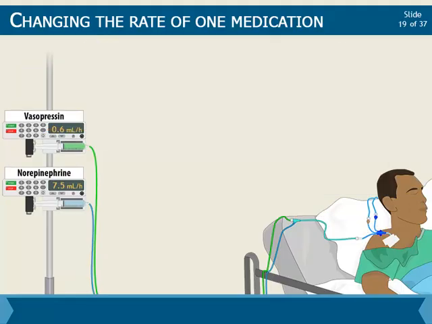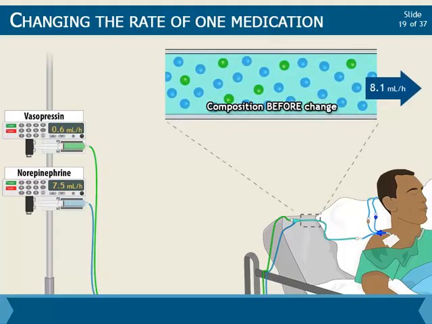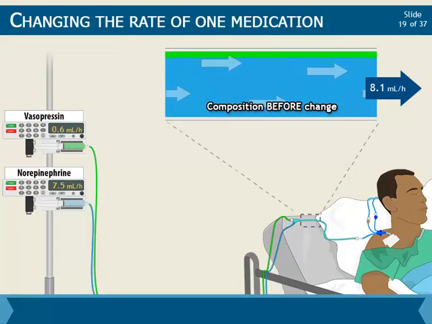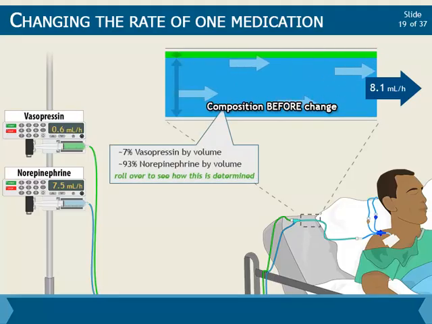Visualizing why this occurs can be difficult, so to make it a bit clearer, we will look at a segment of the dead volume and represent the composition as bands of color. The height of the bands represents the proportion of each individual medication in the mix. Before the rate was changed, the dead volume contained both the medications in a ratio corresponding to the pumps running at 0.6 and 7.5 milliliters per hour.